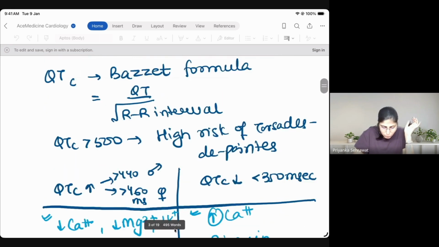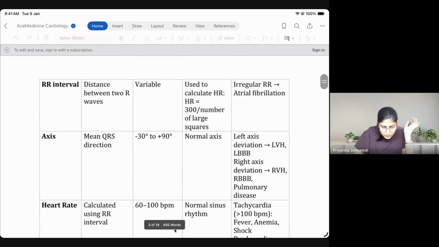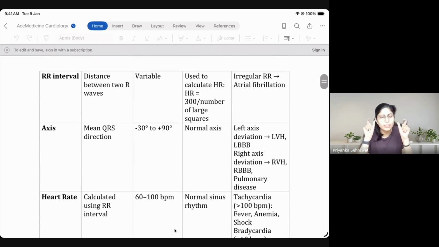Heart rate you already know. RR interval is between the two R waves, right? And how do you calculate heart rate? 1500 divided by RR interval. Okay. How do you calculate the axis? By looking at lead 1 and AVF.